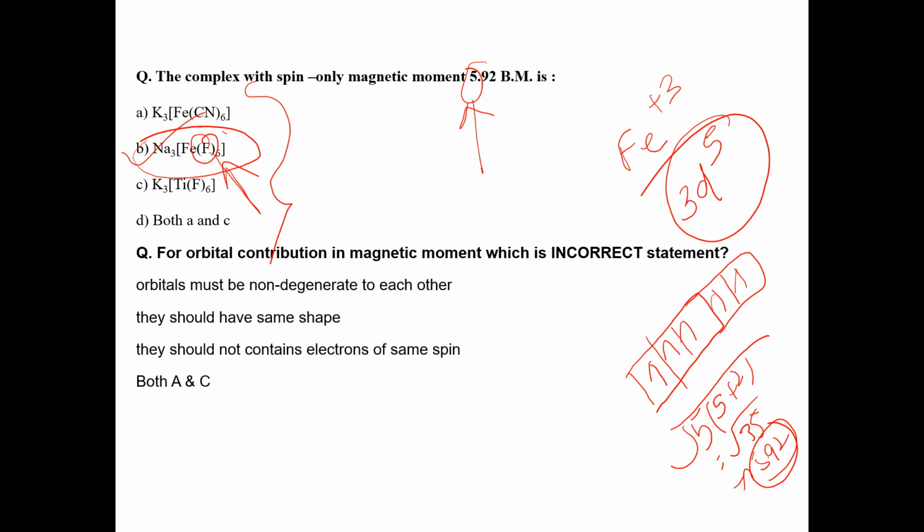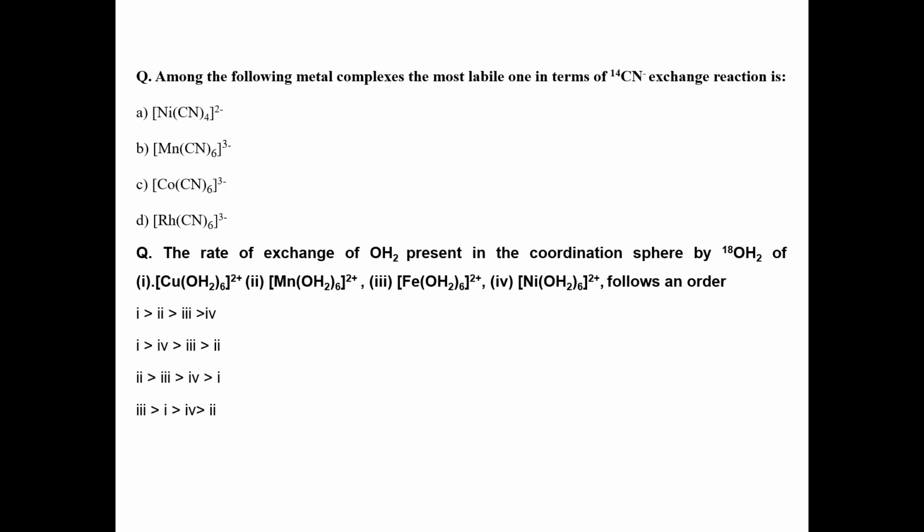For orbital contribution in magnetic moment, which is the incorrect statement? Orbitals must be non-degenerate. No, they should be degenerate to each other for the contribution in magnetic moment. Yeah, this is the right answer. They should have the same shape, because in orbital contributions, you can talk about the same shape, and interchange of electrons between them is what causes the magnetic moment basically. Among the following metal complexes, which is the most labile one in terms of this exchange reaction?